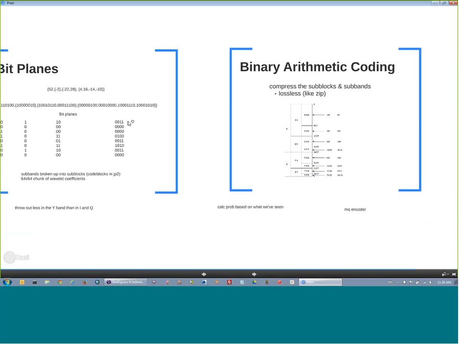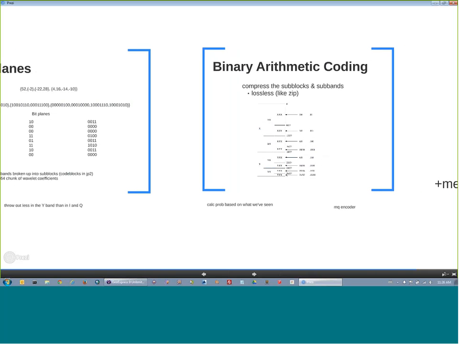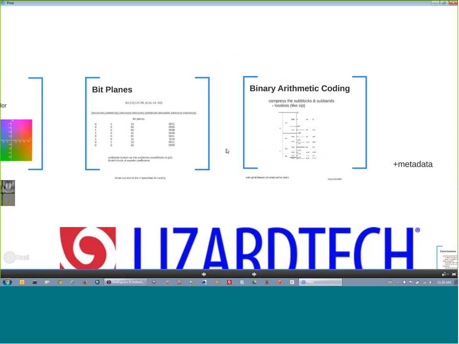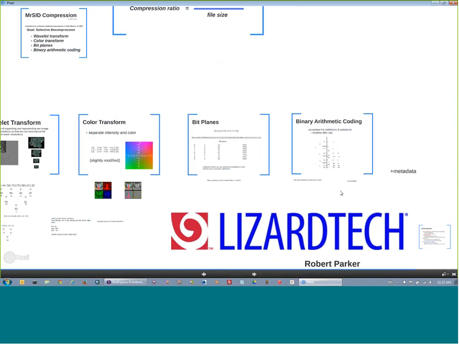So we're going to run all of these zeros and ones, turn them into a string of numbers for each subblock, run it through this little black box here, and it'll be compressed. So then what do we do after that? That's done. You've made a MrSID file. Of course, there's metadata included with that.